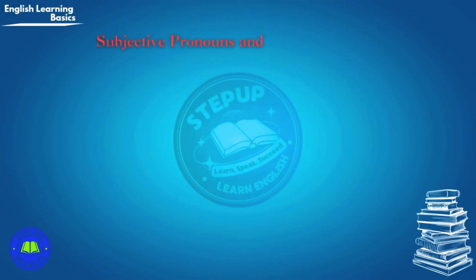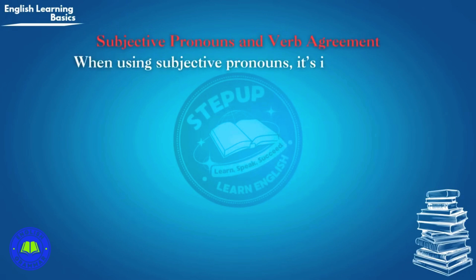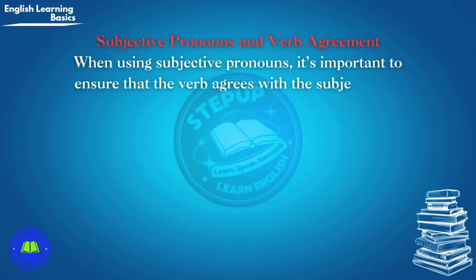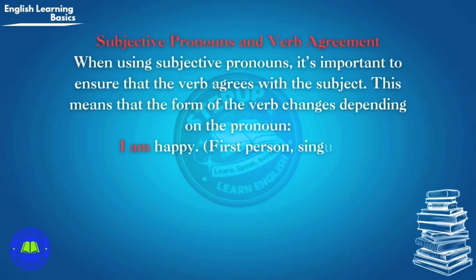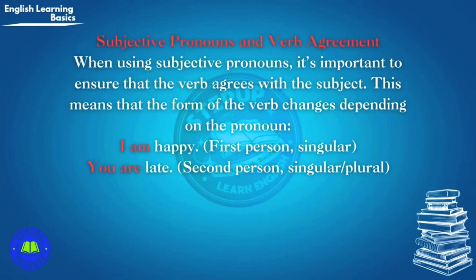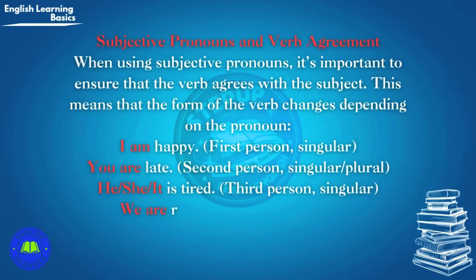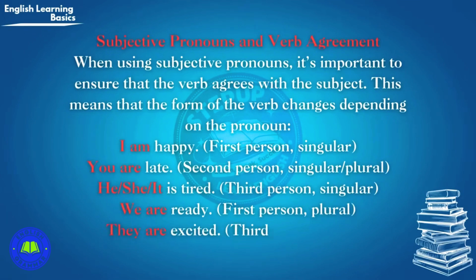Subjective pronouns and verb agreement. When using subjective pronouns, it's important to ensure that the verb agrees with the subject. This means that the form of the verb changes depending on the pronoun. I am happy. First person, singular. You are late. Second person, singular, plural. He, she, it is tired. Third person, singular. We are ready. First person, plural. They are excited. Third person, plural.